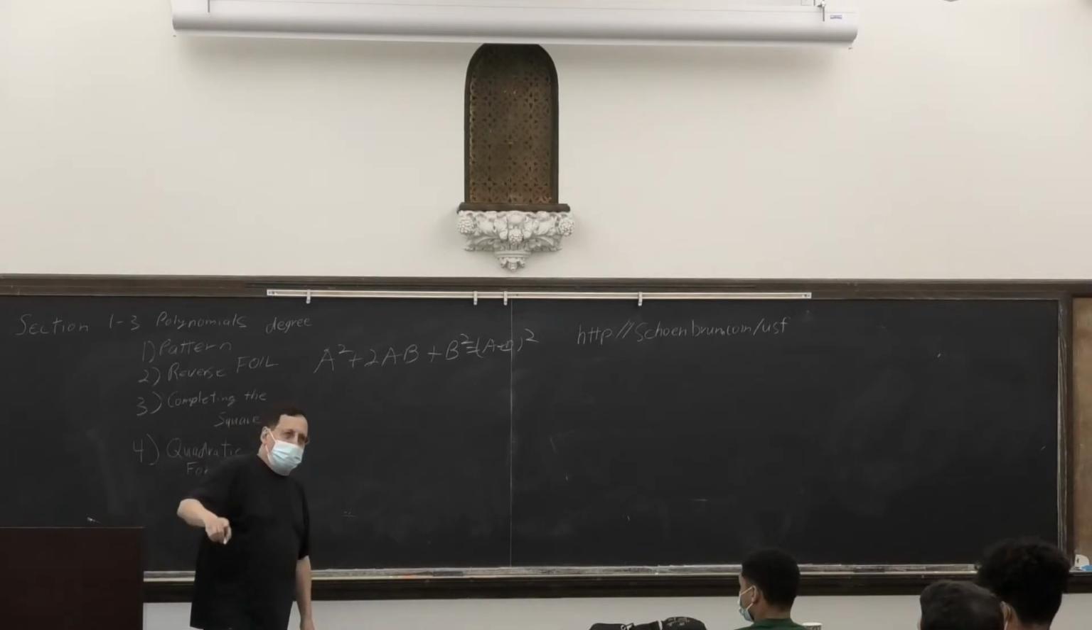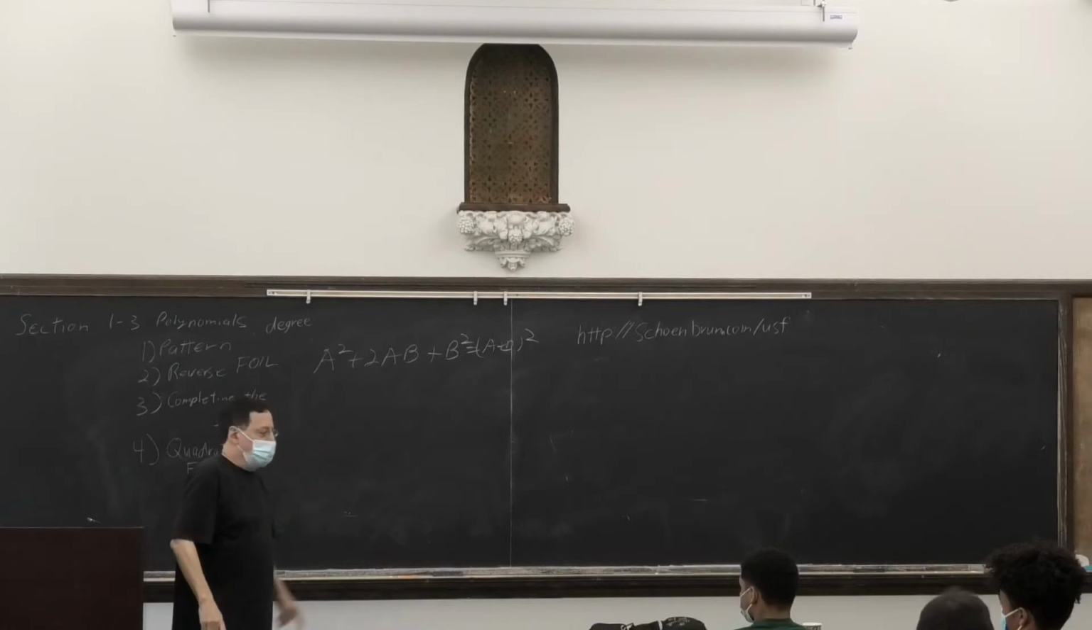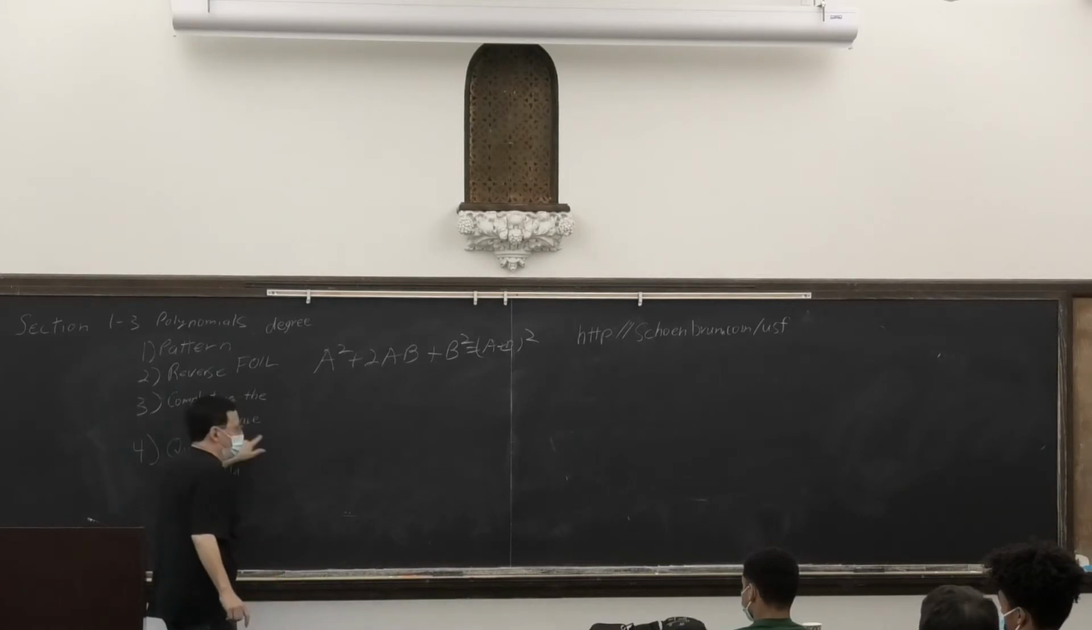Getting back to math, getting back to the last part of the class, Aiken pointed out that I kind of left something out when I was talking about completing the square. I left out the key.